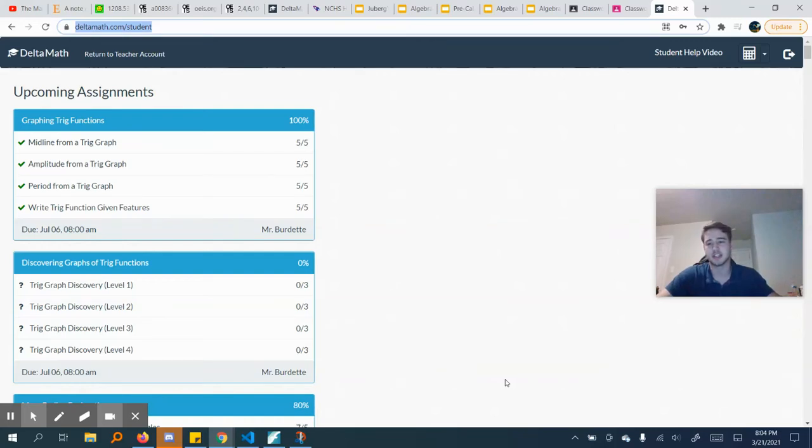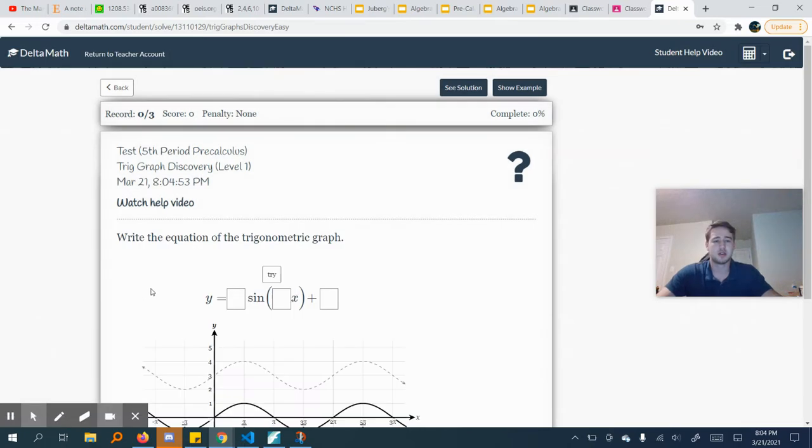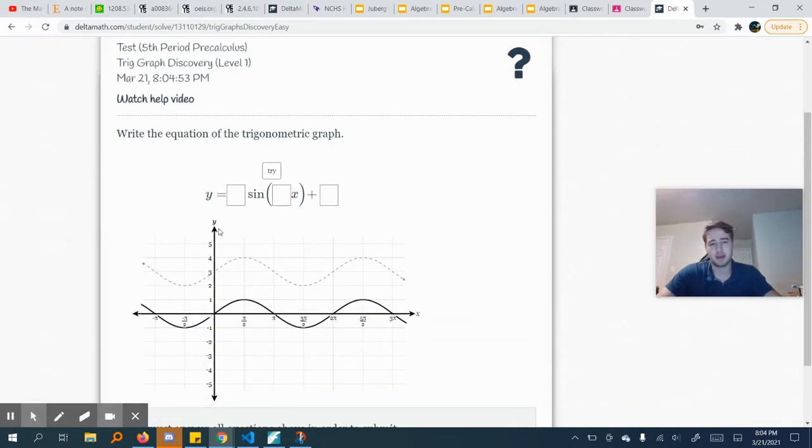Hello, today we're going to take a look at discovering graphs of trig functions. Much like yesterday's video, this assignment isn't nearly as taxing as some of the ones that you've seen so far. It's got like 12 problems, it's not that bad. Let's take a look. So we want to write the equation of the trig graph.